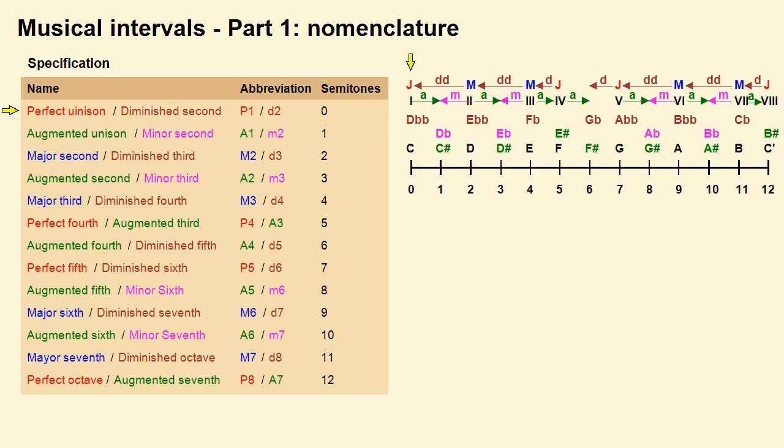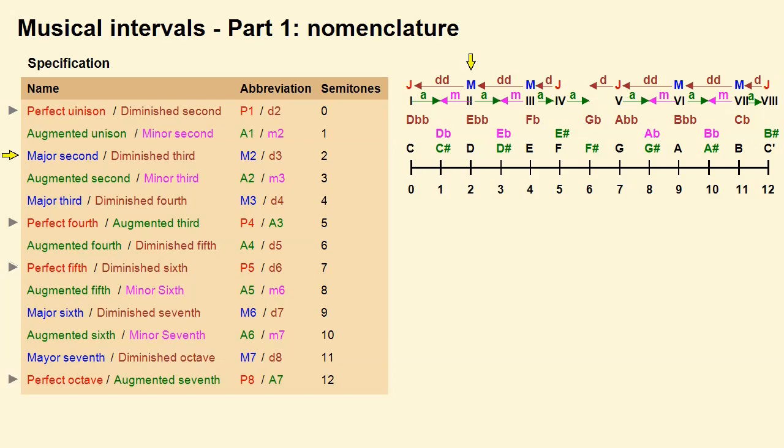Thus, we have the perfect unison interval, a repetition of the initial C. The perfect 4th interval, with an extension of 5 semitones. The perfect 5th interval, with an extension of 7 semitones. The perfect octave interval, with an extension of 12 semitones.